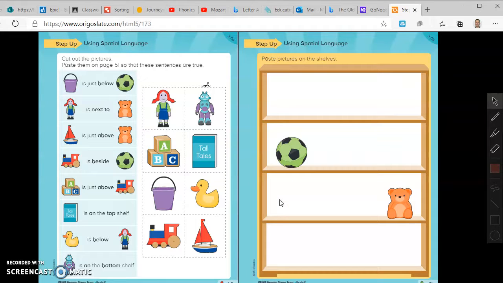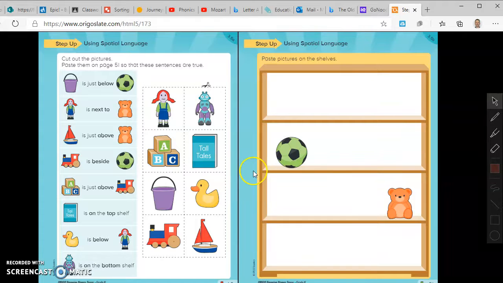Okay? And then the next one: this doll is next to the teddy bear. So how do we make that true? Where do we put that? Let's get the doll here and put her where? Here? No, that's above or on top. Here? No, that's below or underneath. And here is next to.